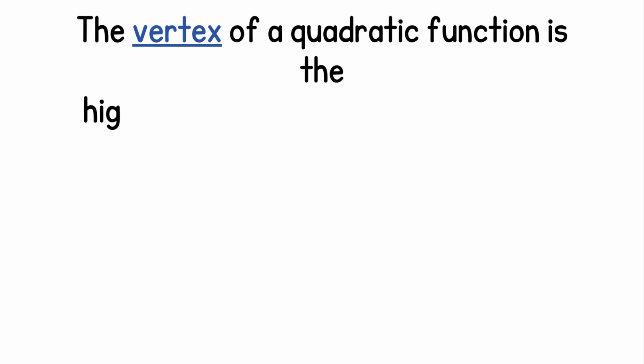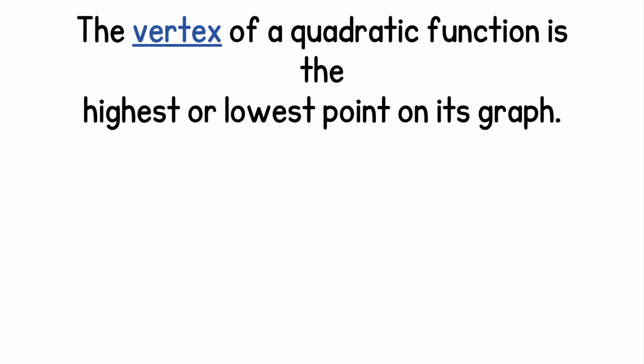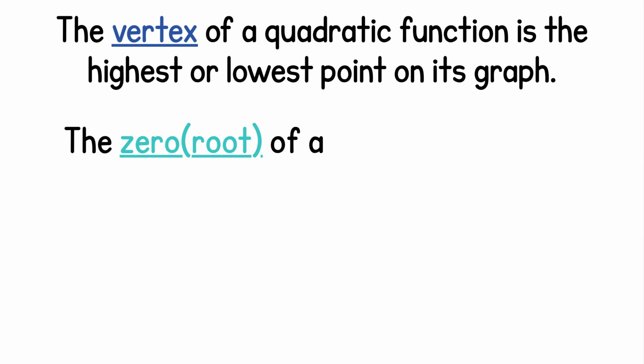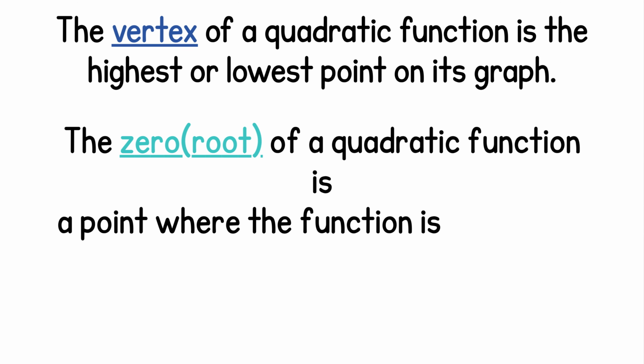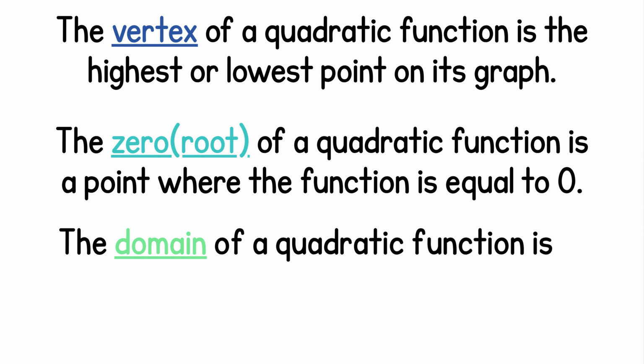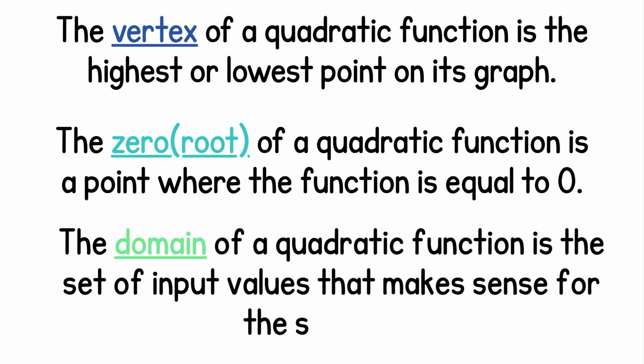The vertex of a quadratic function is the highest or lowest point on its graph. The zero or root of a quadratic function is a point where the function is equal to 0. And the domain of a quadratic function is the set of input values that make sense for the situation.